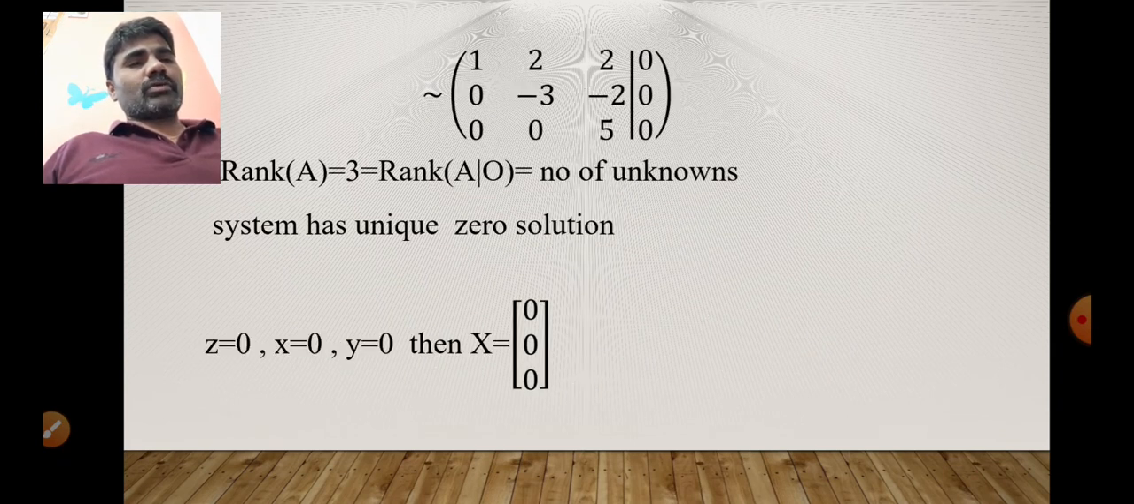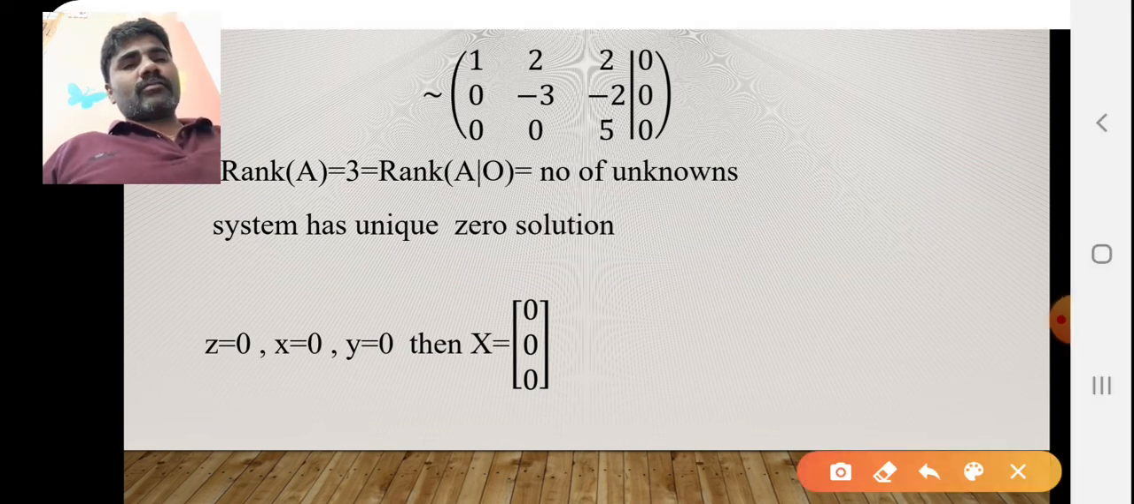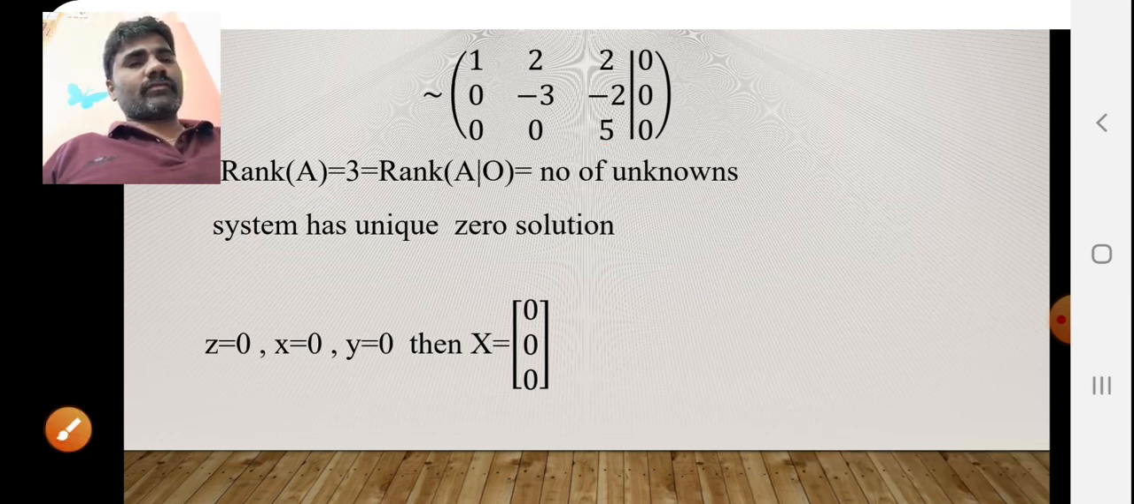By reducing it into row echelon form, we get 1, 2, 2, 0, minus 3, minus 2, 0, 0, 5. Rank of A is equal to 3. That's why the solution is the unique zero solution. That is given by 5z from backward substitution. This is 5z equals 0, right hand side is 0. That's why z equals 0, then y equals 0, then x equals 0. Therefore, the solution is trivial: x equals y equals z equals 0.